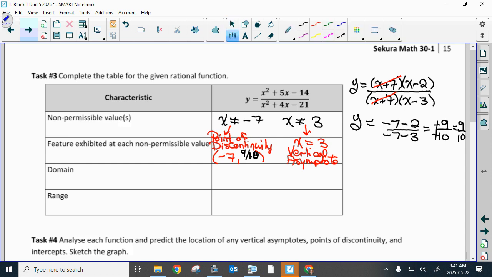Okay. Domain. Super easy because it's just your list of NPVs. What's your range?